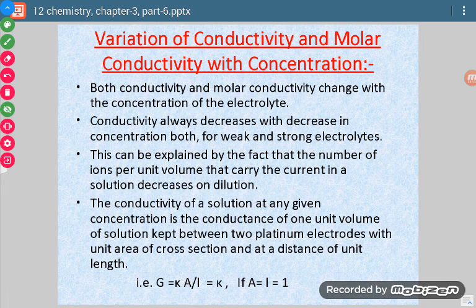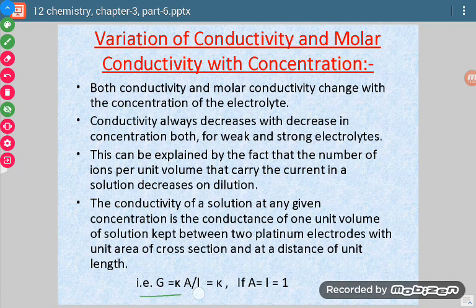Now, the conductivity of a solution is the conductance of 1 unit volume of solution kept between two platinum electrodes with unit area of cross section and a distance of unit length. Now what is being said here? Here they are using the definition of cell constant.